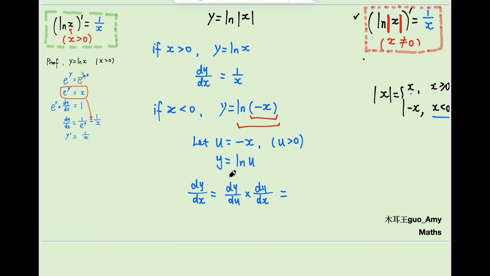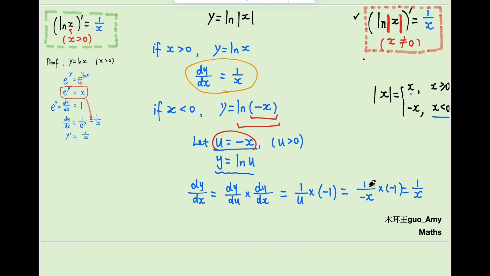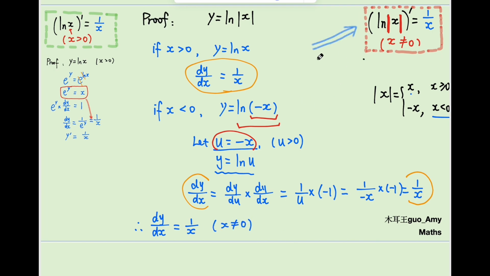For dy over du, by using the first result, it is 1 over u. Then du over dx is equal to negative 1. We substitute the expression of u back and put negative x here, then times negative 1. The negatives become positive, and the final result is 1 over x. By comparing these two cases, no matter whether x is positive or negative, the final result has the same form. Therefore, we can show the derivative with the same form, 1 over x, for x not equal to 0. This is how we obtain the second formula.